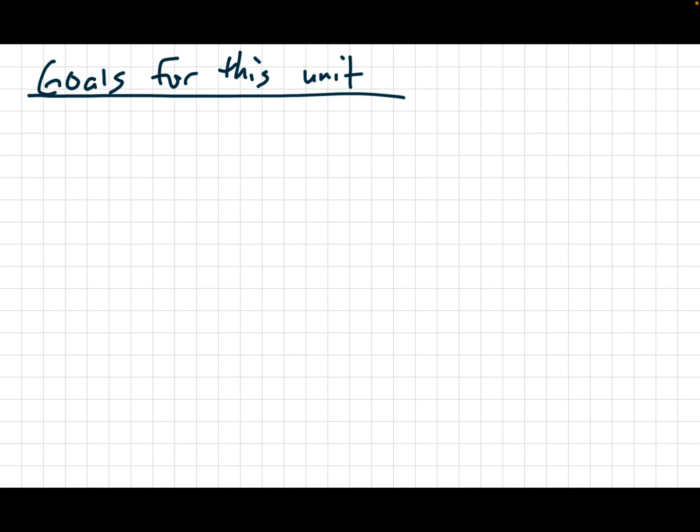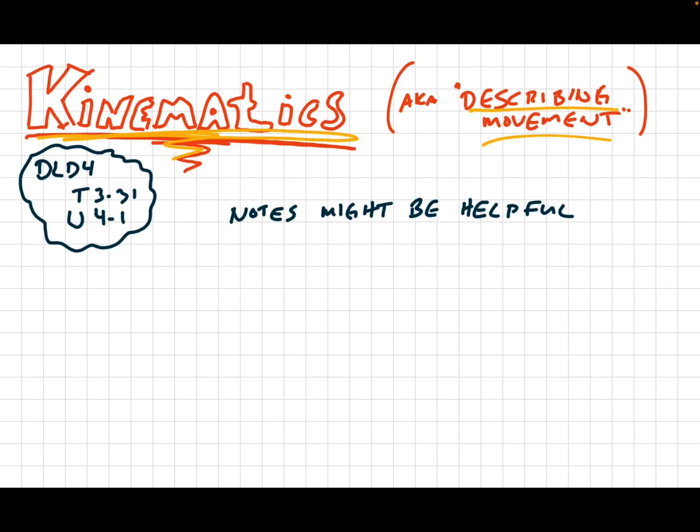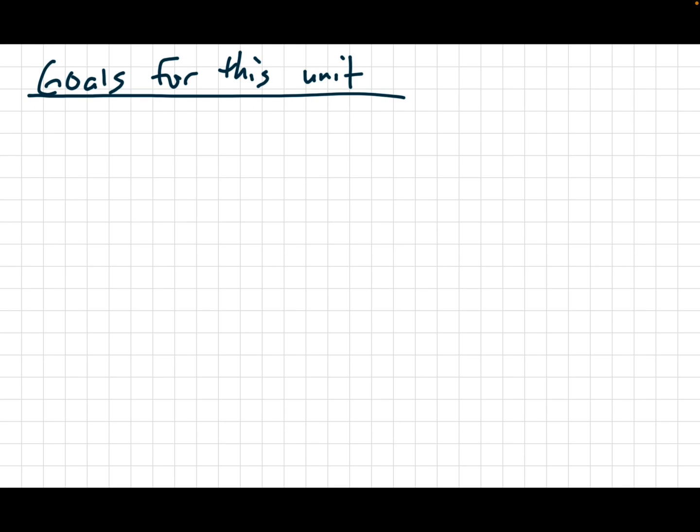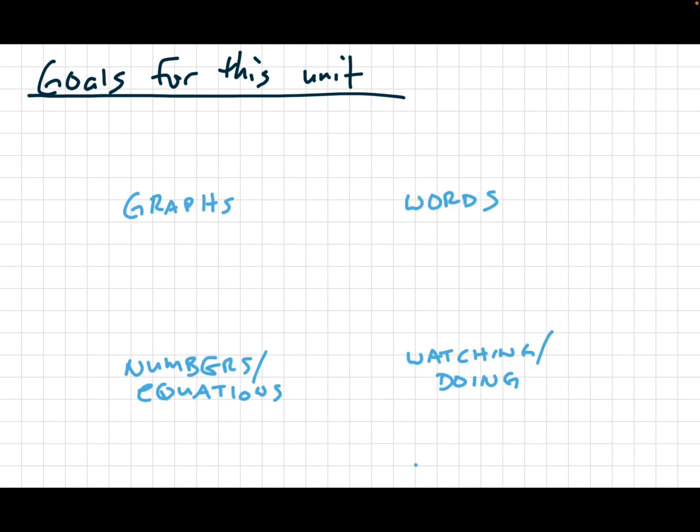So in this unit, I said before that we're going to try and describe movement of an object, and in physics there's really 4 ways of doing that. We could describe the motion of an object by graphing its position or its speed. We could describe it in words, saying things like, oh, it sped up and then it turned around and came back. We could describe it using numbers and equations, and we can describe it by actually doing it. And so our goal is to be able to take any one of these 4 and turn it into the other 3.